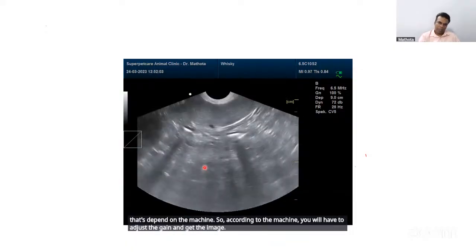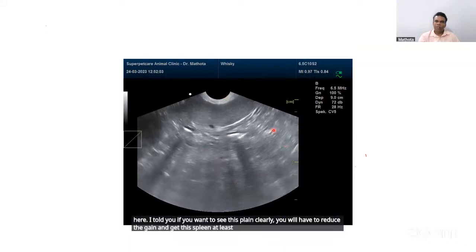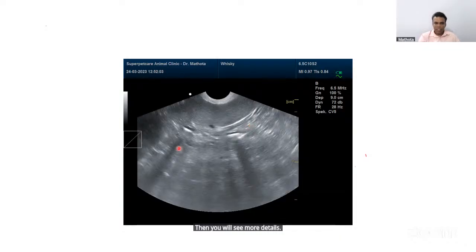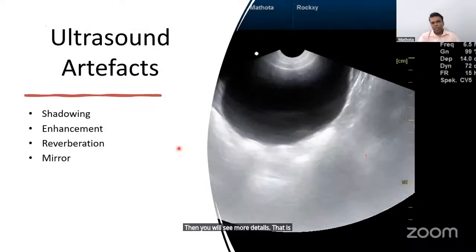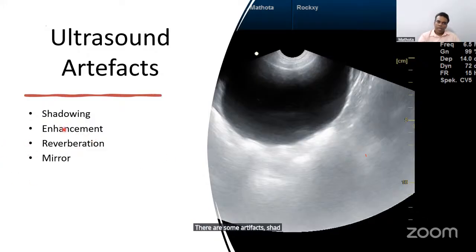Here, depth. I told you, if you want to see this spleen clearly, you will have to reduce the gain and get this spleen at least two-thirds of the screen. Then you will see more details. That is adjusting depth. Then when we talk about ultrasound scanning, we'll have to talk a little bit about the artifacts.